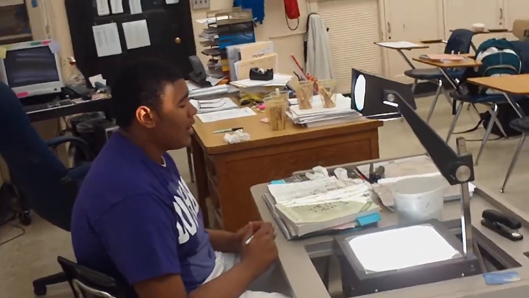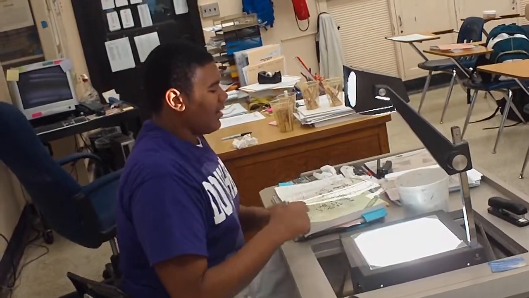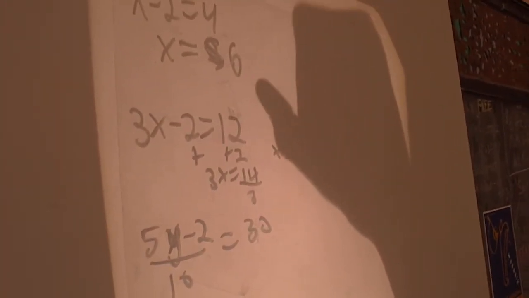40 seconds left. All right, class. So here, the answer you'll get. Okay, check your answer. So here you'll get x equals 6. Here you get plus, so then you add 2. You get 3x equals 4. And then you get x equals 14 over 3.